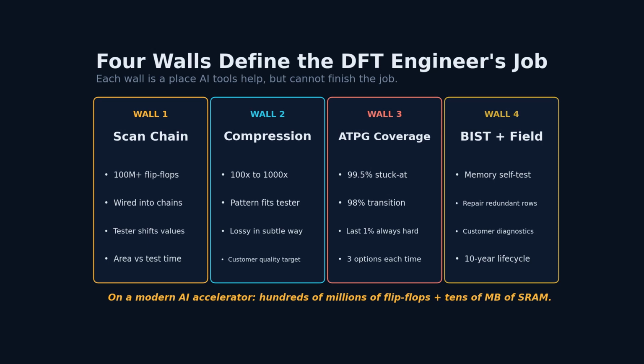4 walls define the role. Wall 1, scan chain insertion, turning every register into something the tester can poke. Wall 2, scan compression, shrinking the test pattern so the tester finishes in time. Wall 3, automatic test pattern generation, achieving the coverage target the customer's quality team demands. Wall 4, built-in self-test and customer-facing diagnostics, the silicon the customer will rely on for the next decade to root cause field failures. Each one is a place AI tools can help, but cannot finish the job.